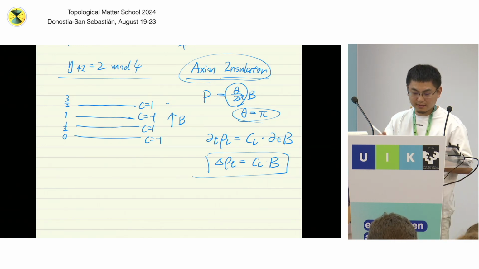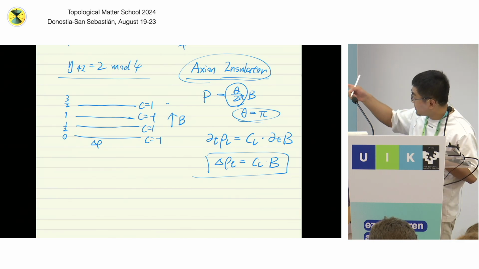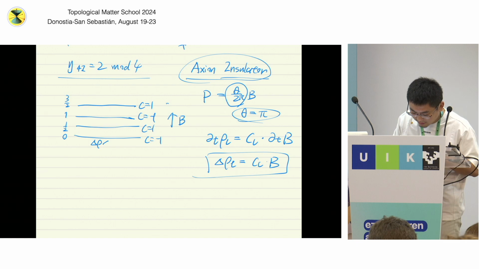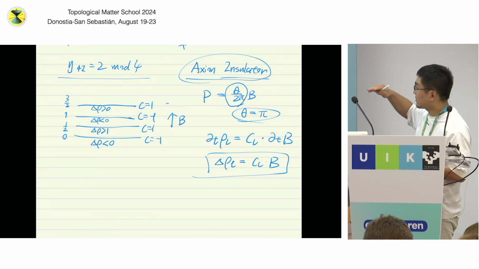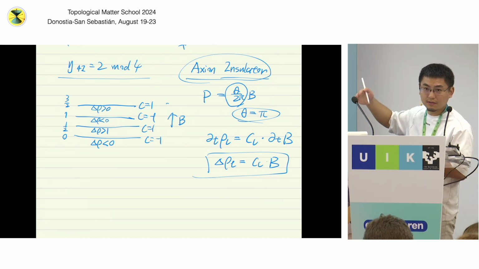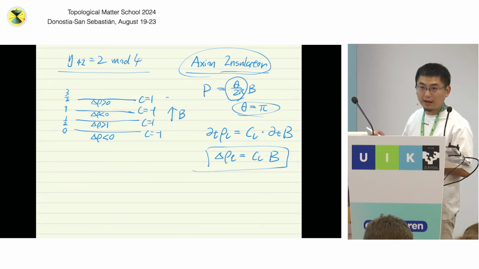So when you apply the magnetic field, you introduce extra charges at different layers, and as the Chern numbers have different signs, basically this delta rho for the first layer, because C is negative, is negative, and the delta rho for the second layer is positive, right? And negative and positive. And you see you introduce a net polarization in the z direction.